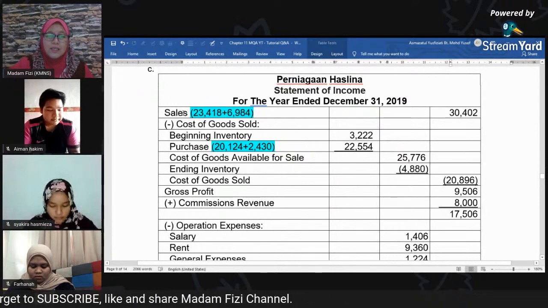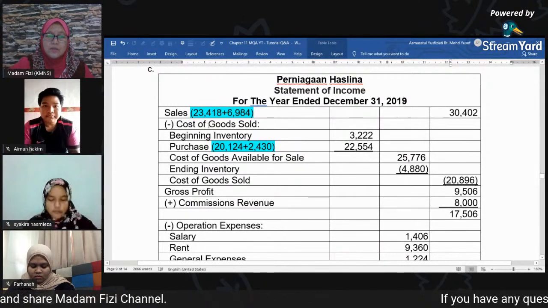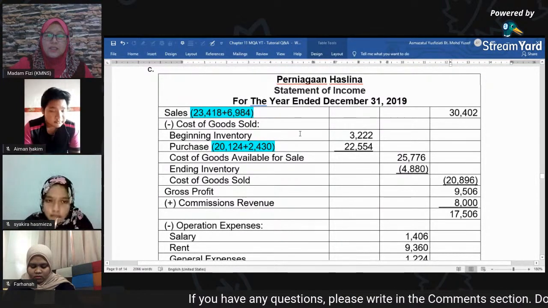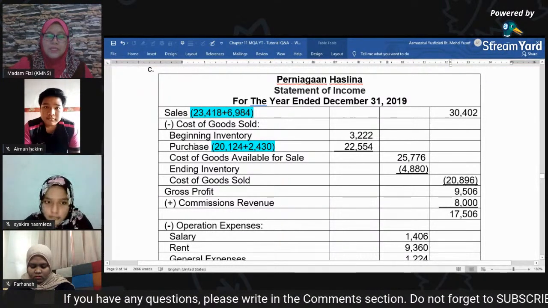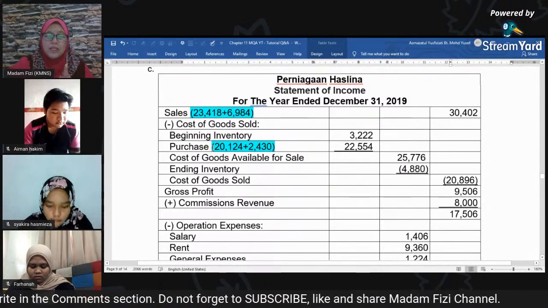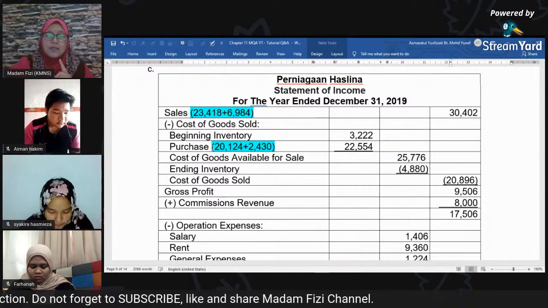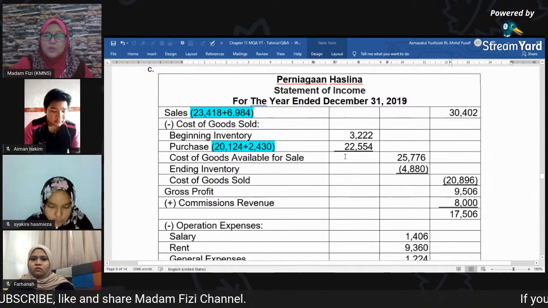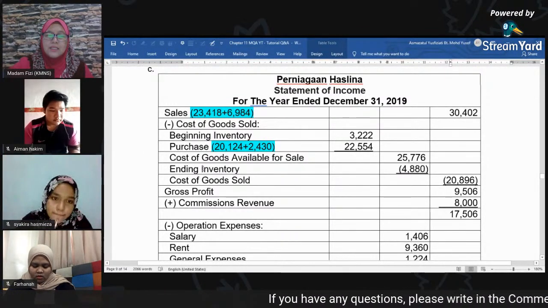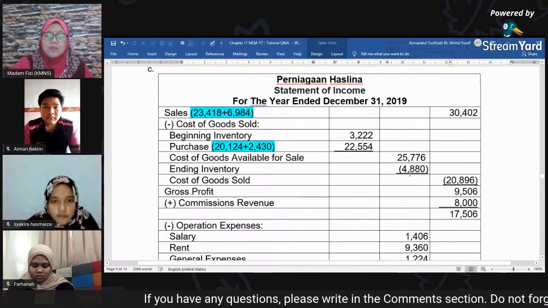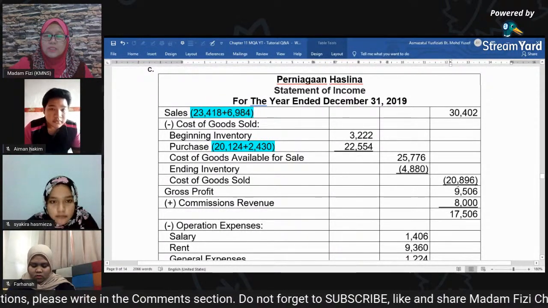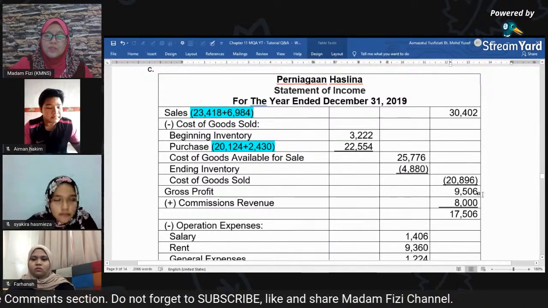So sales minus cost of goods sold. Cost of goods sold equals beginning inventory 322 plus purchase. So remember, purchase must be credit purchase plus cash purchase equals 22,554. Okay, and then minus ending inventory 4,480. So cost of goods sold equals 20,896.